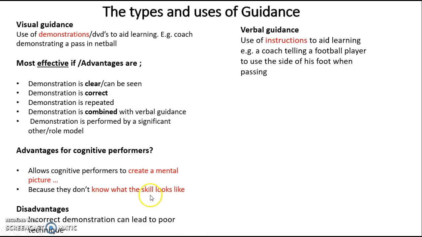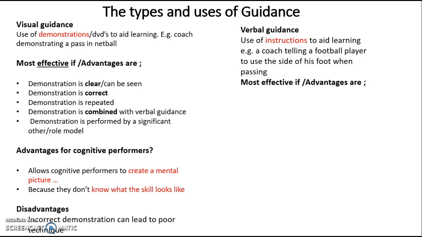So verbal guidance is the use of instructions. Okay, so instructions is a key word there to aid the learning of skills. For example, it could be a coach saying to a football player, use the side of the foot when passing. They might show a pass, visual guidance, demonstrate it, then they might say, right, now focus on kicking with the side of your foot because it's got a bigger surface area. That's an example of verbal guidance.